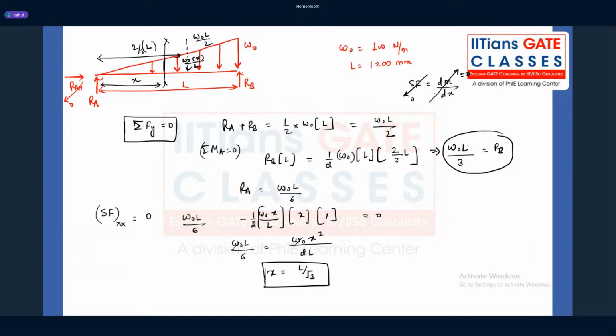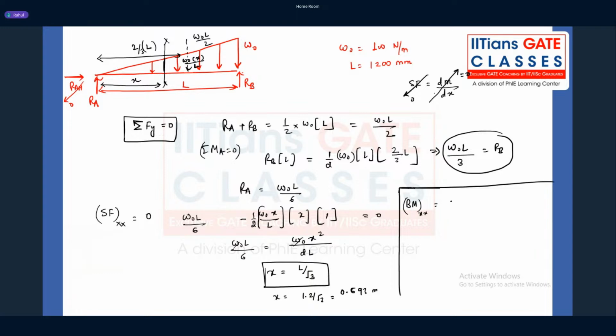At this particular location, your bending moment is maximum, guys. Can you please calculate the location? At that location, what is the maximum bending moment? Try to put the value. L is 1.2 over root 3. If you try to calculate, you are going to get 0.693 meter. At that location, try to calculate the bending moment.